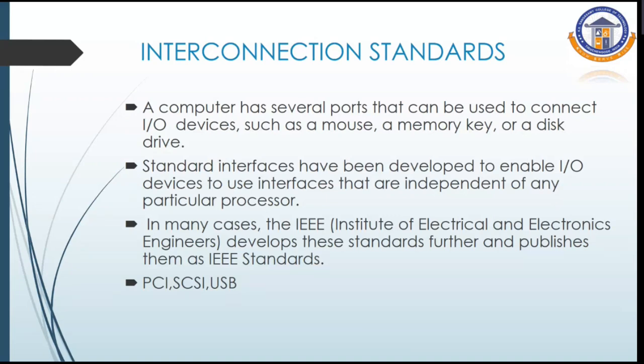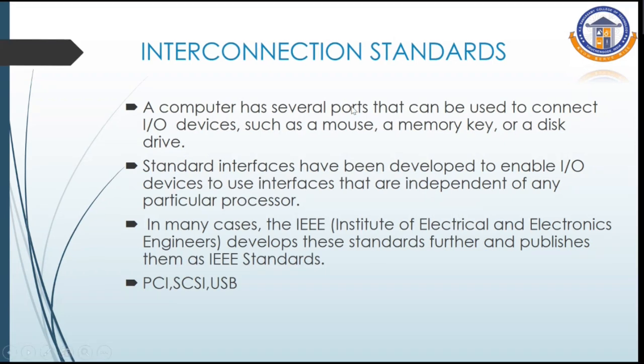And what is the use of this interface? It is used to enable the I/O device to use the interface to connect with the processor. So what is the purpose of it? To transfer the data between the processor and the I/O device. We need this. Okay, we'll see PCI, SCSI, and USB one by one.